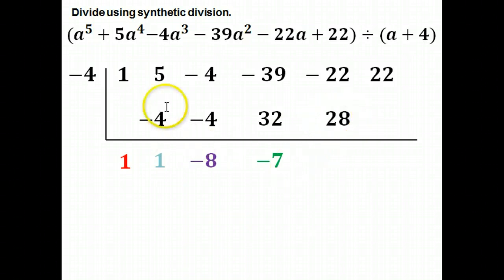So we're going to continually do this pattern. We're going to add these numbers and then multiply this number that's on the outside of the box here by that number and keep bringing it over each time. We're going to continue that pattern.